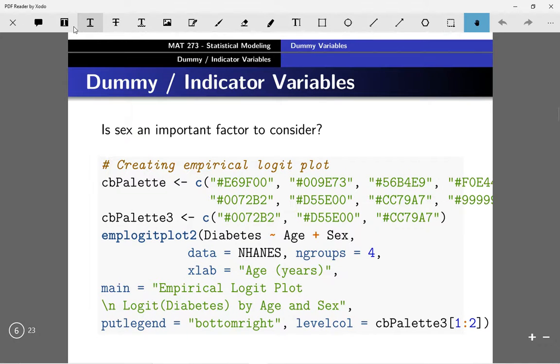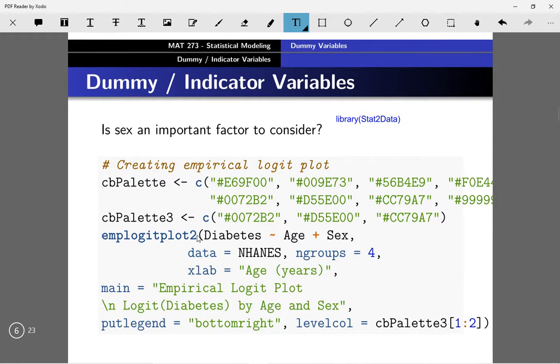So if you try to run this as well, you'll need to first run library(Stat2Data) in order to load this R package that contains the emplogit2 function. Then what I'm doing is not just looking at, as we've seen before, the log odds related to one continuous predictor, which age here is our continuous predictor.